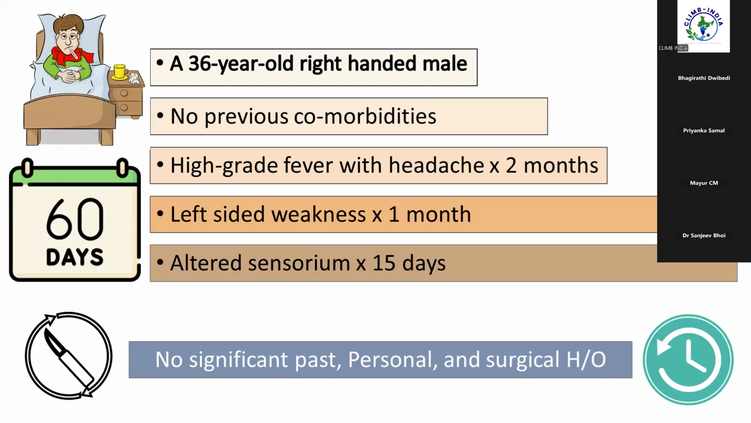He presented to us with a high-grade fever with a history of headache for the past 2 months, left-sided weakness, hemoptysis for the past 1 month, and altered sensorium for the last 15 days. He had no significant past personal or surgical history.